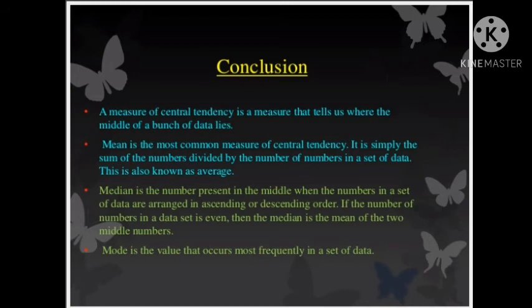Median is the number present in the middle when the numbers in a set of data are arranged in ascending or descending order. If the number of numbers in a data set is even, then the median is the mean of the two middle numbers. Mode is the value that occurs most frequently in a set of data.